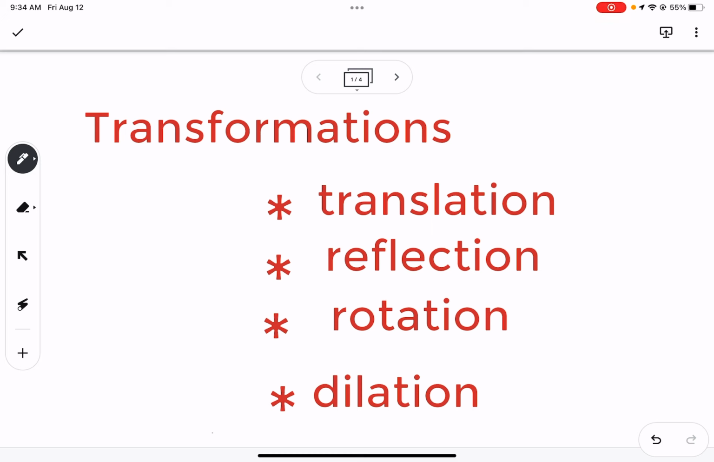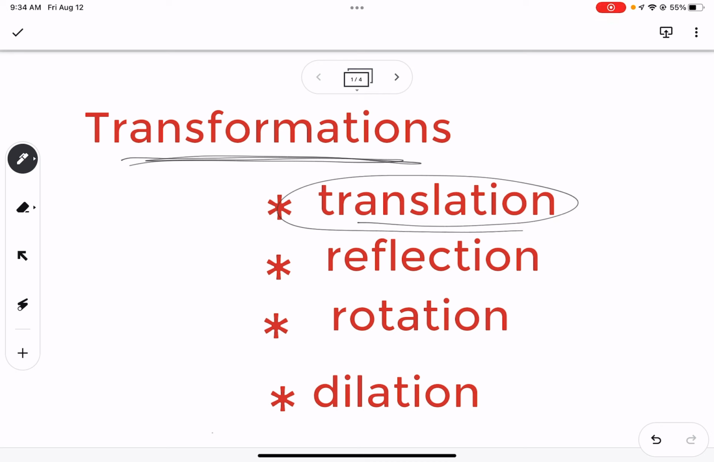We are covering the topic of transformations in mathematics, specifically translations today, and then I'll do a separate video for reflection, rotation, and dilation. Now, translation, reflection, and rotation happen to be types of rigid transformations. This means that the size or shape of the figure does not change.